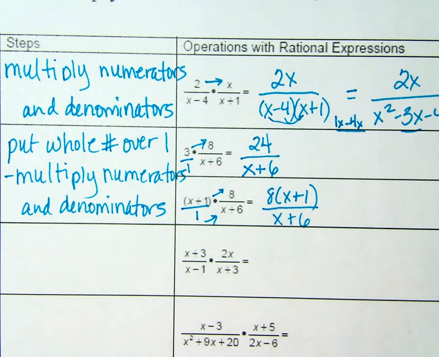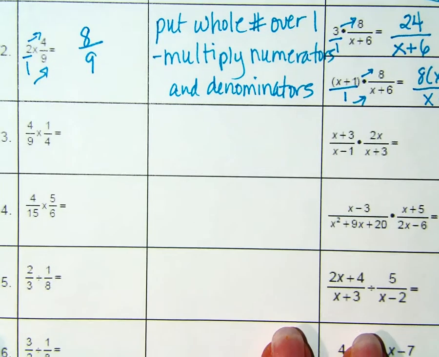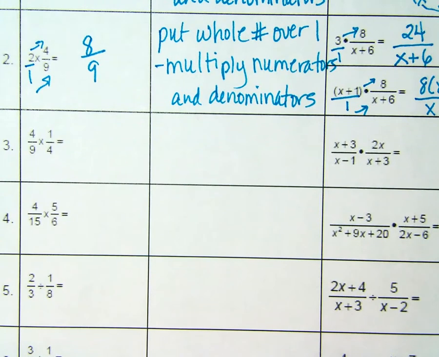Any questions so far? You doing all right? Okay. Number 3. What do you think we should do? Multiply straight across and straight across? What would we get if we multiplied numerators and denominators? 4 over 36.